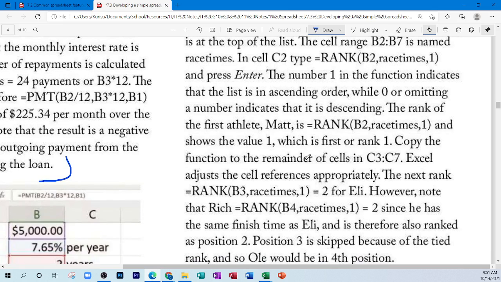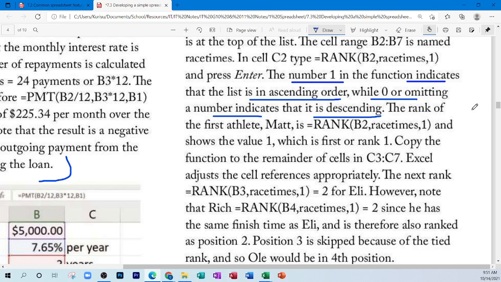The number 1 in the function indicates that the list is in ascending order, while 0 or omitting a number indicates that it is descending. The rank of the first athlete, Matt, is =RANK(B2, B$2:B$7, 1), and shows the value 1, which is the first of rank 1.